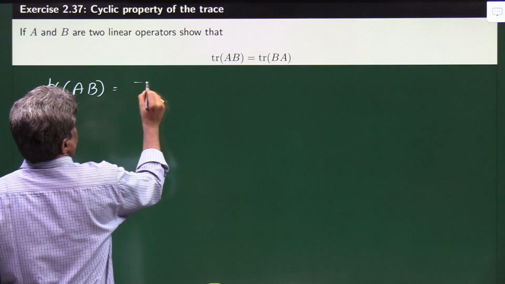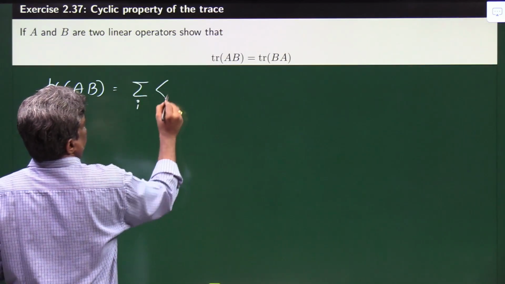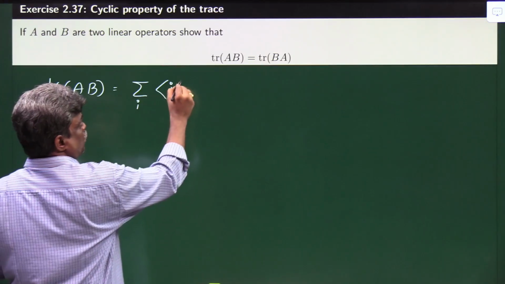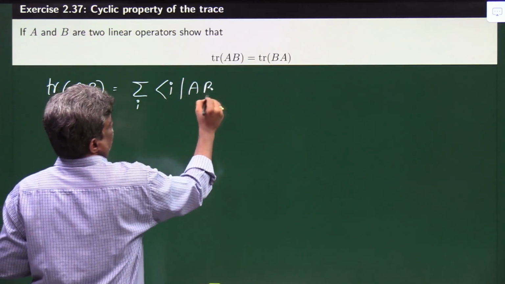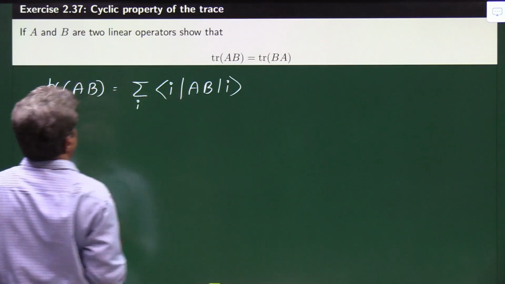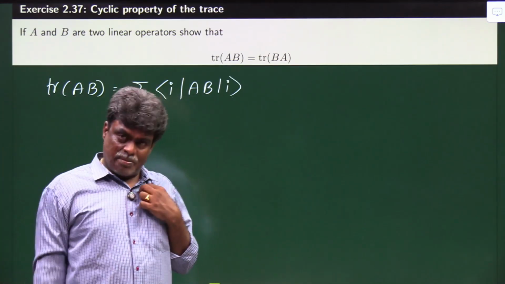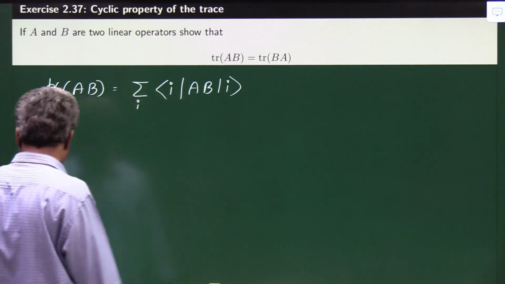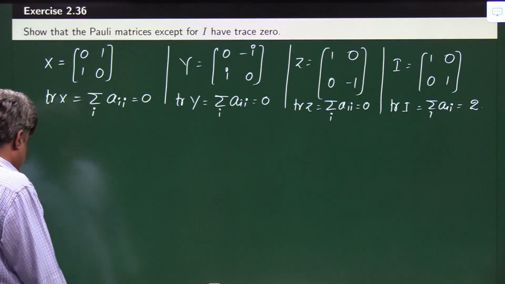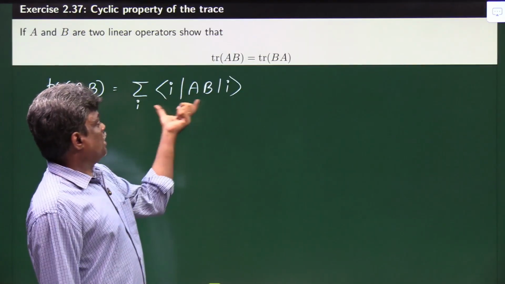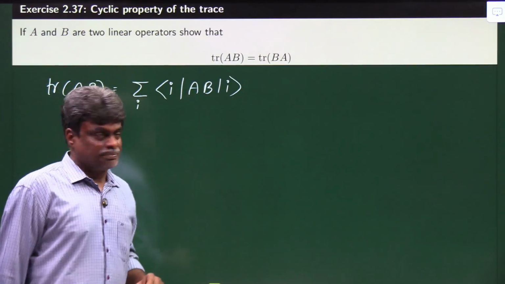So we can write this trace of AB, where A and B are two linear operators, as a summation over i of the matrix element, ith row, AB, ith column. So this is the sum of ith row, ith column elements of AB. That's the meaning of this. Earlier we have written like this, but here we are using the bracket notation.